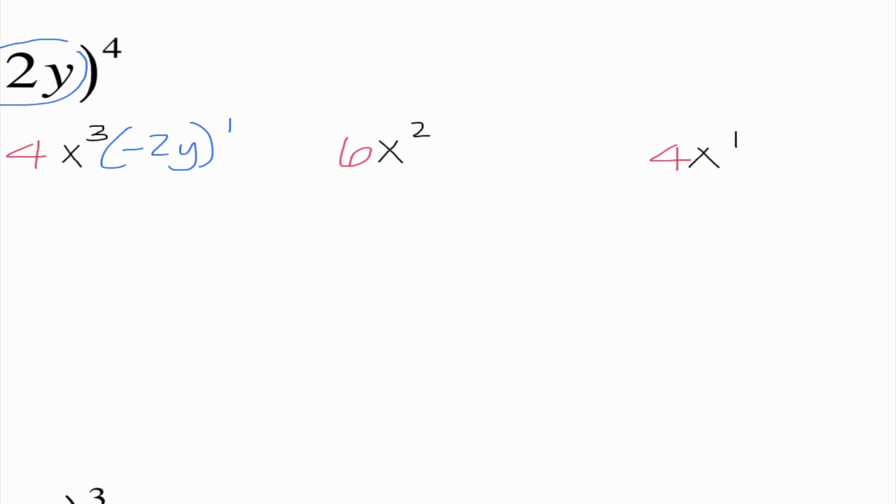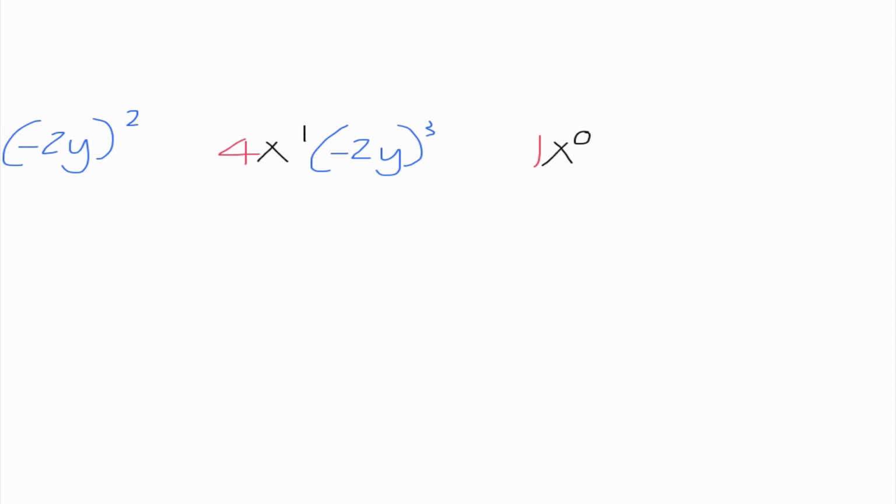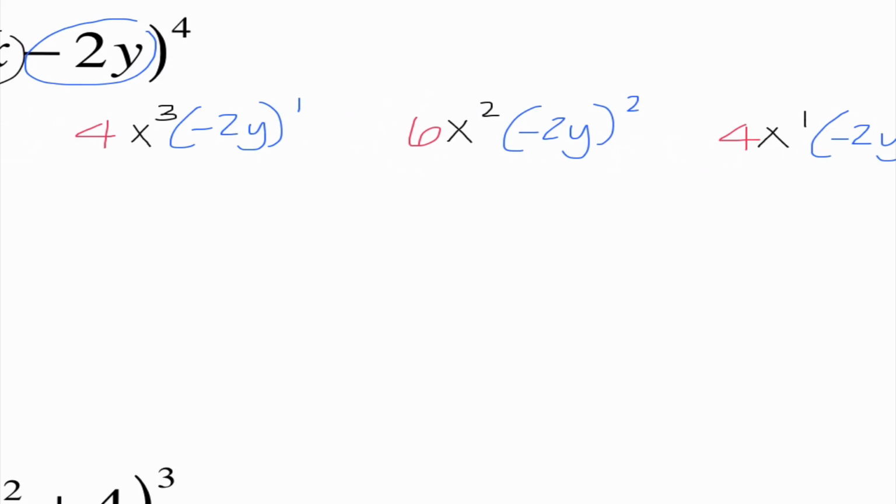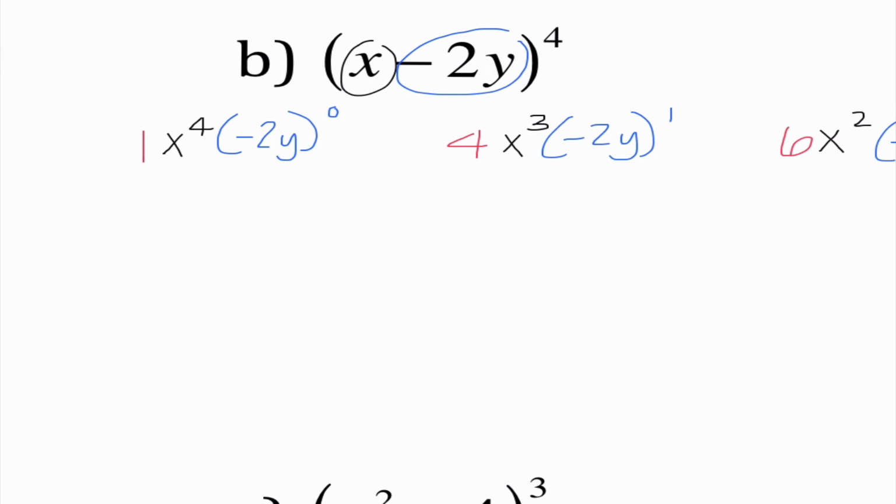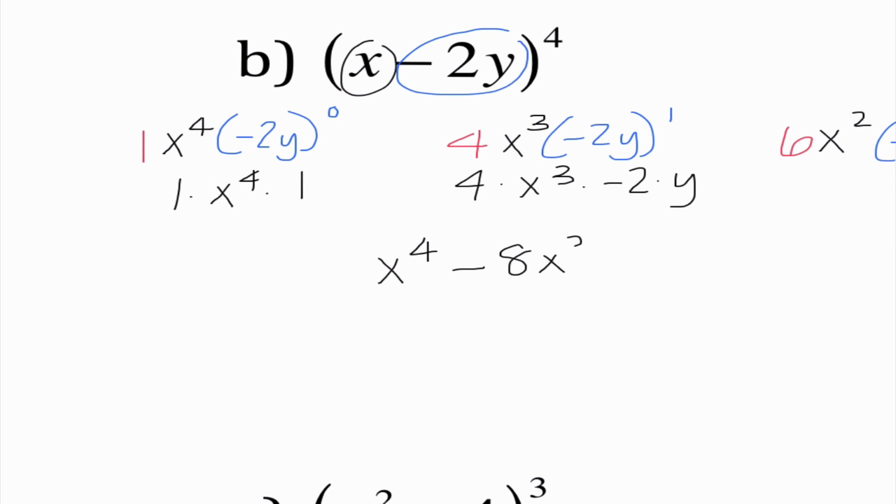Okay, so hopefully at this point, you guys are starting to really understand this pattern. So notice there's not really that much for me to memorize. It's just a knowledge of what to do as I'm going through these problems. So now let's simplify these. Okay, I have 1 times x to the 4th times 1, which is x to the 4th. I have 4 times x cubed times -2 times y, which would be -8 x cubed y.